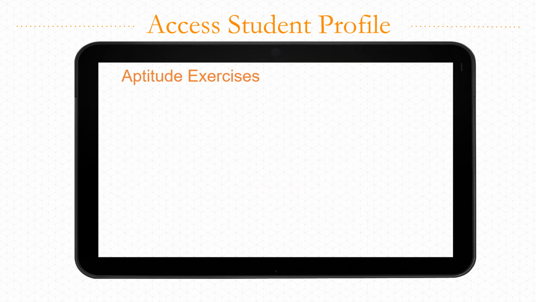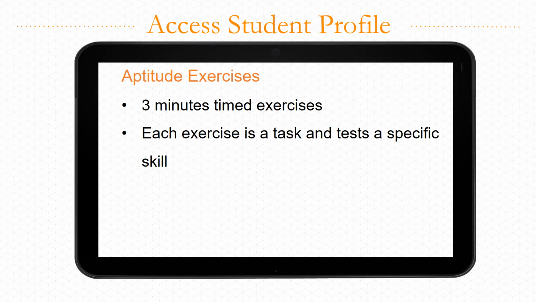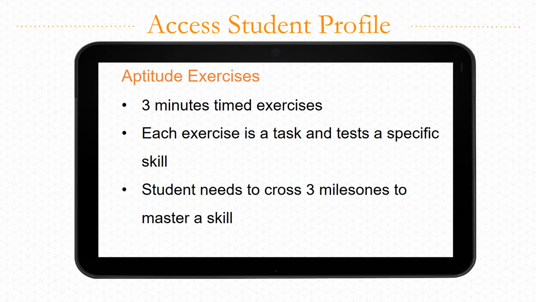Aptitude exercises are 3 minutes timed exercises aimed to develop a student's ability in a particular skill. They are always available for the student in the task list inside the student's profile. Each exercise in this domain tests a specific skill, and the student needs to master these skills before proceeding to the next level. A mental aptitude skill is covered through multiple exercises where each exercise is a task. In order to completely master a skill, a student needs to cross 3 milestones and attempt a skill a certain number of times. Milestones are performance targets for speed and accuracy. These are predefined for each skill by our curriculum experts.